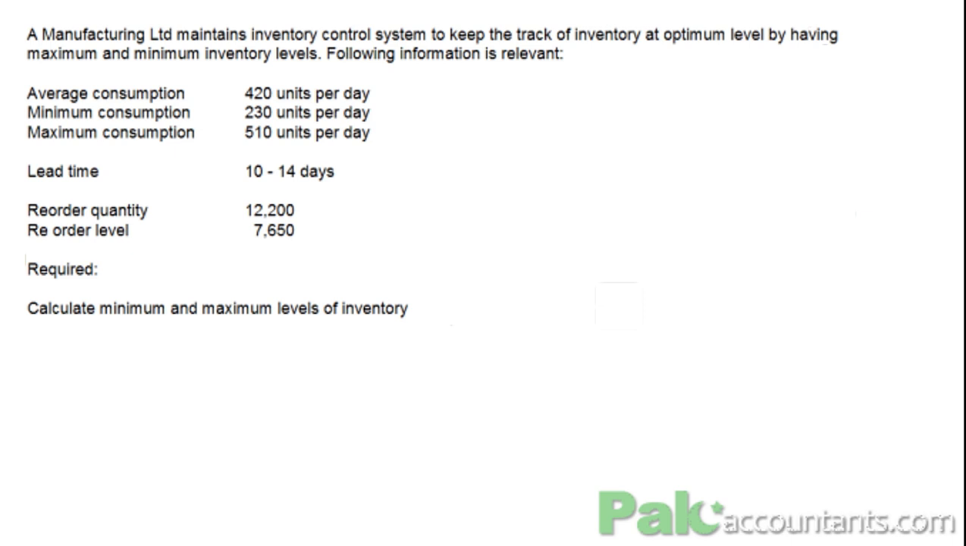Reorder quantity, and that is the amount of units we order every time we place an order. And reorder level is the amount of inventory when we reach up to this, or we have this much units left with us, then we place a new order. This is what reorder level is. Required: calculate minimum and maximum level of inventory.